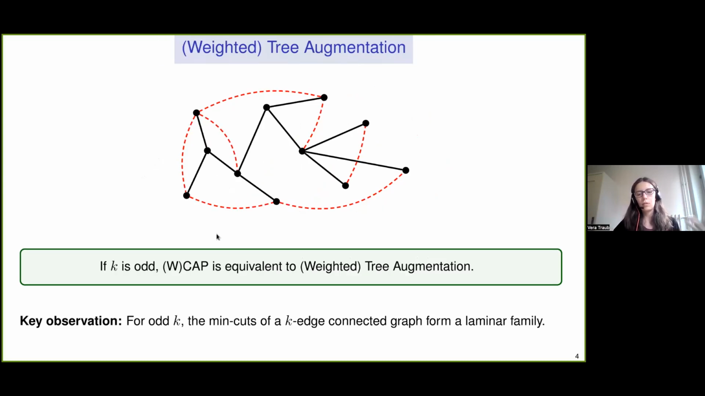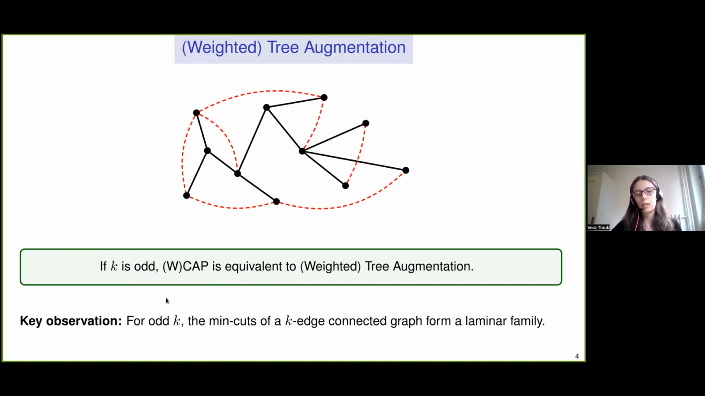Now in this talk, I will also talk about one important special case of the problem. This is the so-called weighted tree augmentation problem, where our graph G, for which we want to increase the edge connectivity, is a tree. This problem is so important because if the edge connectivity of the graph we are starting with, this K here, is an odd number, then it turns out that the weighted connectivity augmentation problem is actually equivalent to the weighted tree augmentation problem.